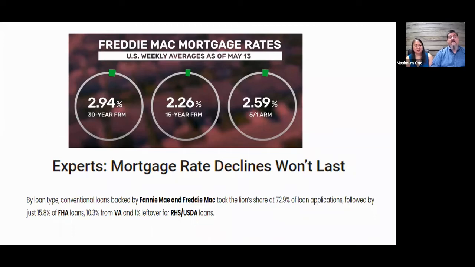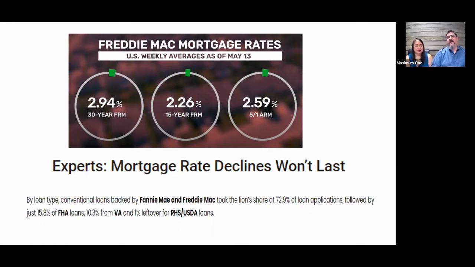By loan type, loans by Fannie and Freddie, which are conventional loans, take up 72.9% of all loan applications, followed by 15.8% of FHA and 10.3% by VA. Only 1% are either RHS or USDA loans. So he wins.